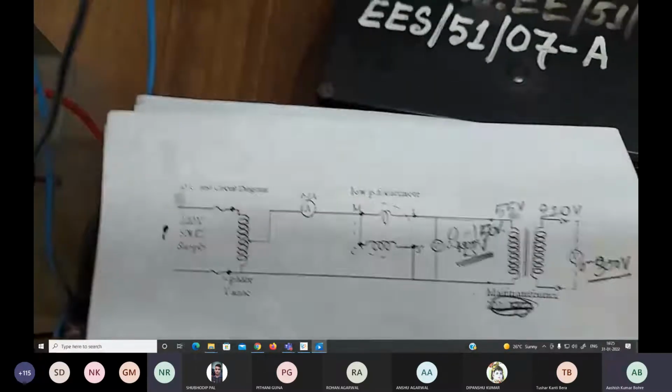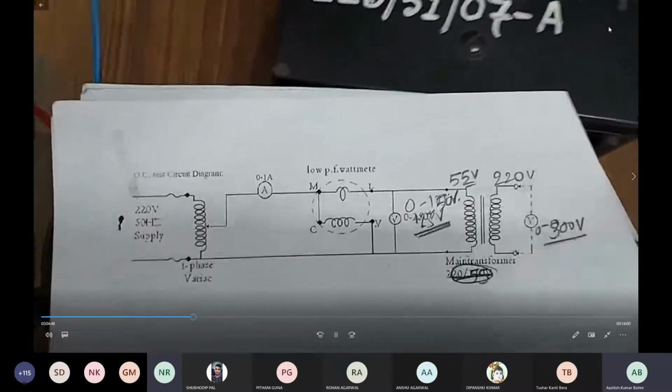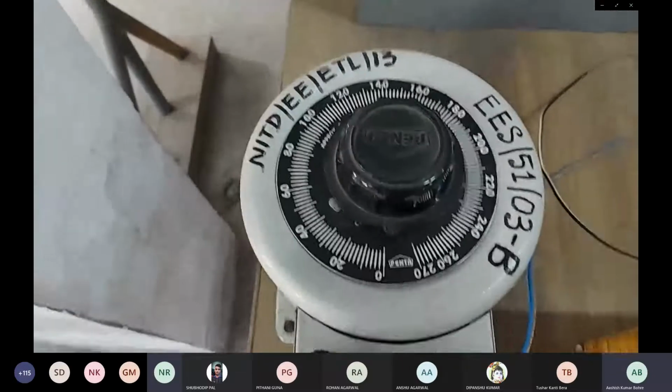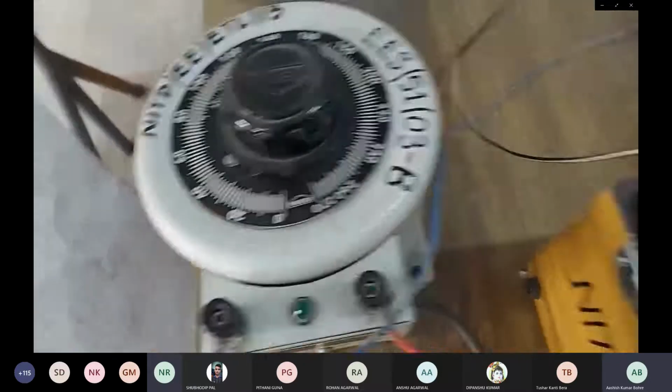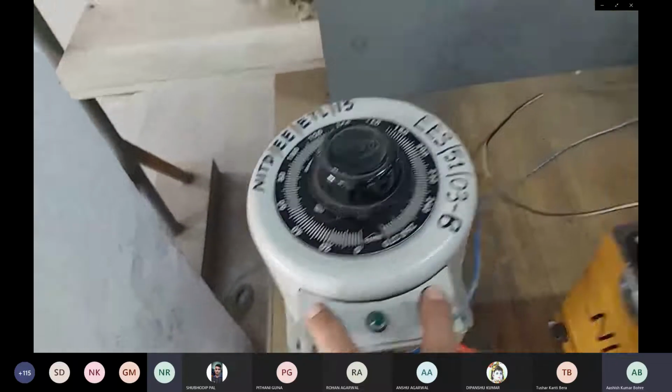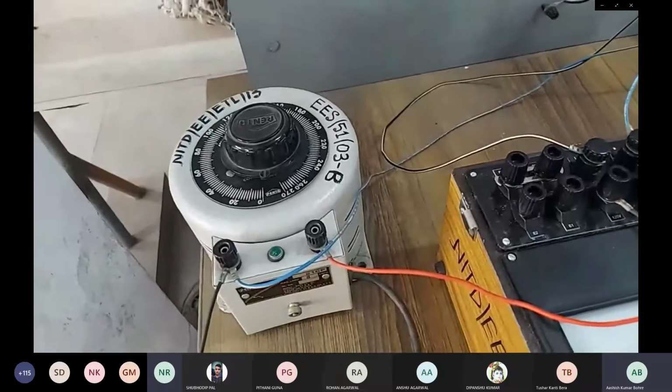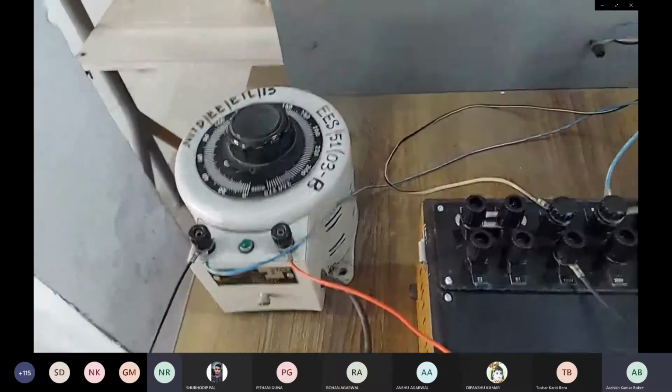According to this connection diagram, we will connect. Okay, we will start the connections. So this is basically the supply. Here we have connected the single phase variac. Here you can see the two terminals of the single phase variac. After that, as you have seen in the connection diagram, the ammeter is here.